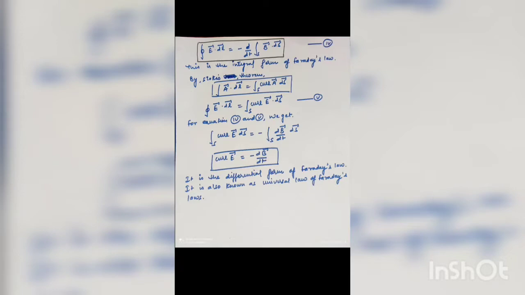By Stokes theorem, a line integral is converted into a surface integral. If A is a vector, then the line integral of A dot dl equals the surface integral of curl A dot dS. Similarly, in equation fourth, the line integral on the LHS is converted into a surface integral by Stokes theorem, so the line integral of E dot dl equals the surface integral of curl E dot dS.